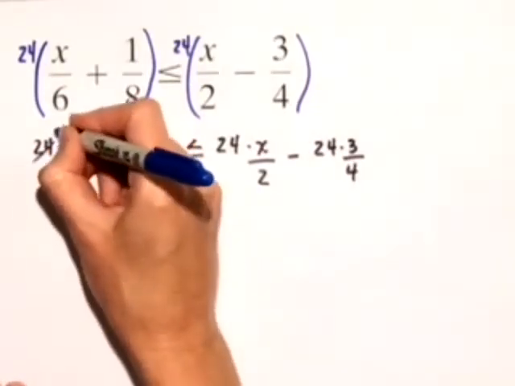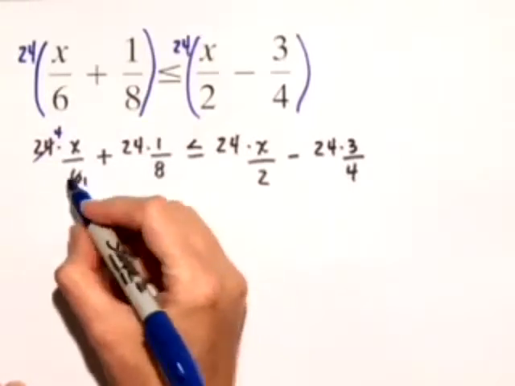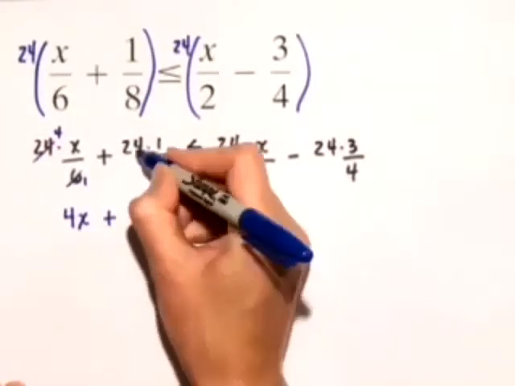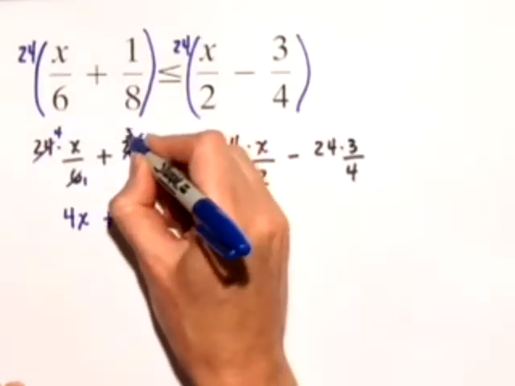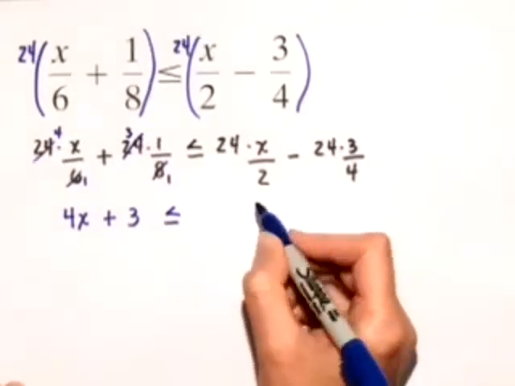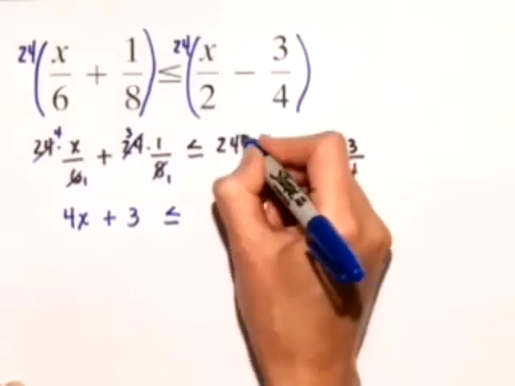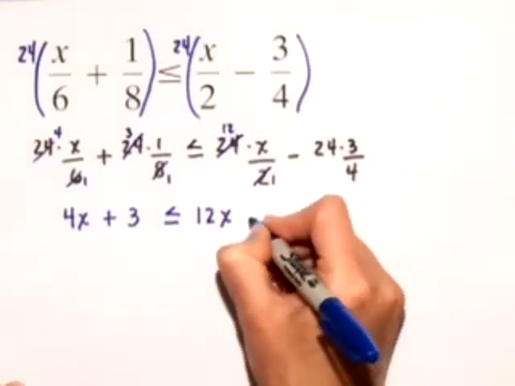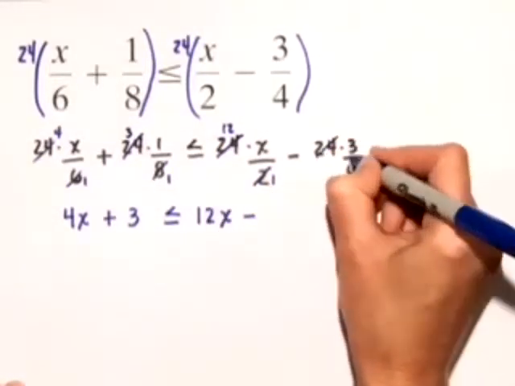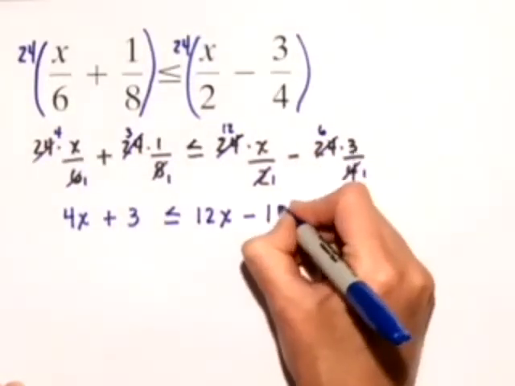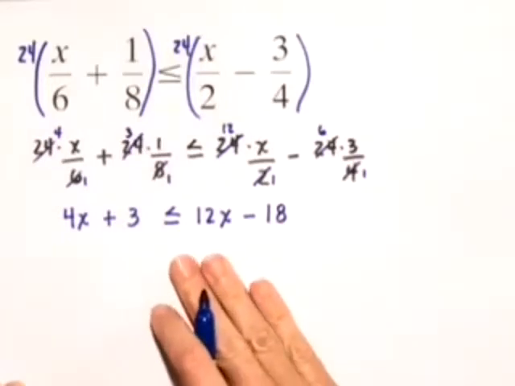24 divided by 6 gives us 4 over 1, so we have just 4x. Plus 24 divided by 8 gives us 3 over 1, and we just have 3, is less than or equal to 24 divided by 2 gives us 12 over 1, and we have 12x, minus, notice 24 divided by 4 gives us 6 over 1, and we just have 18. Now we have an inequality to solve that does not involve fractions.